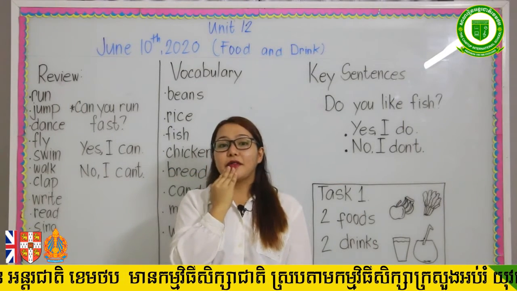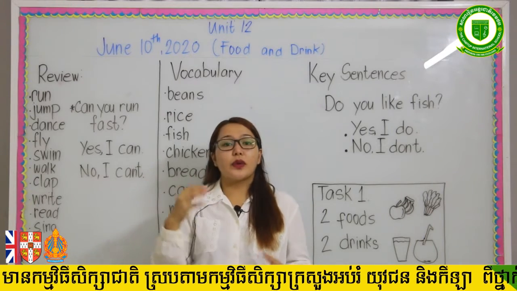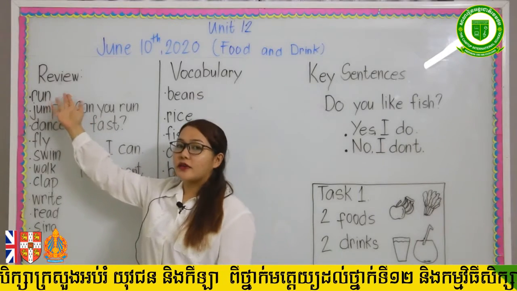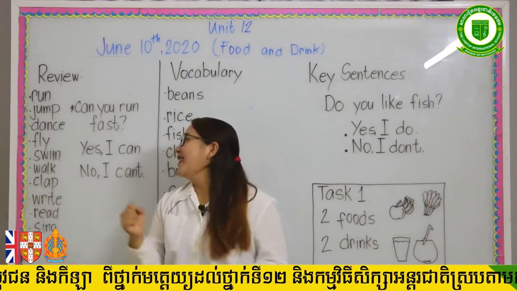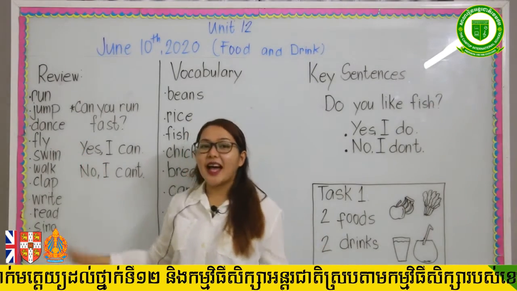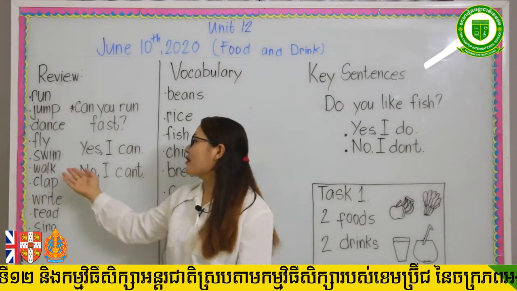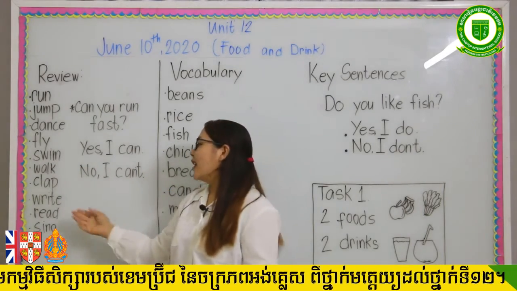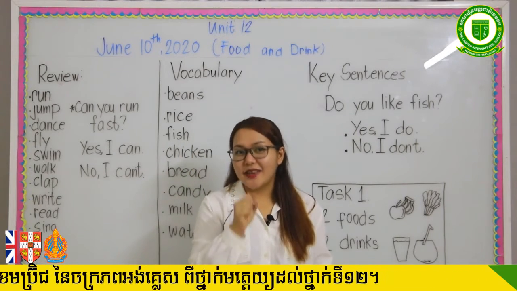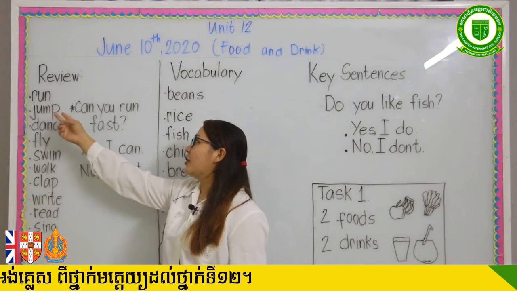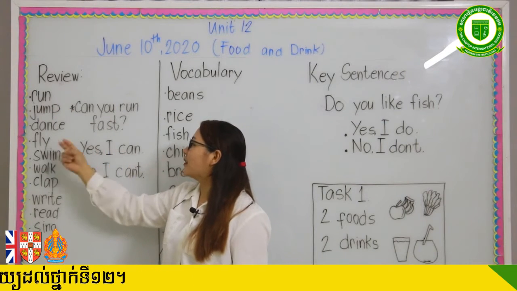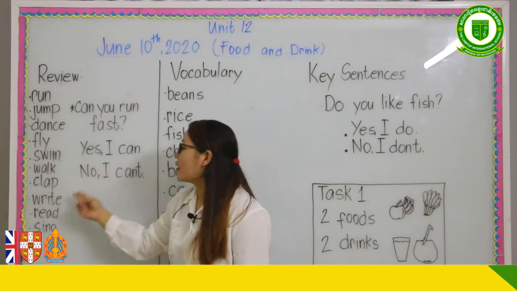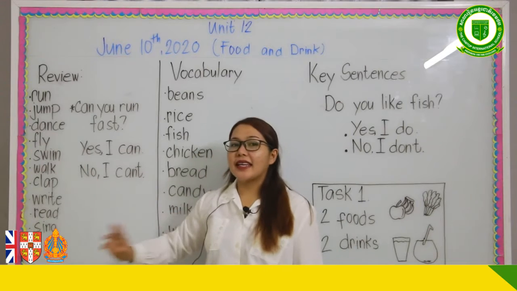Now I want you to repeat after me. Every time that we read words, I want you to repeat after me, okay? So again, run, jump, dance, fly, swim, walk, clap, write, read, and sing. One more time, run, jump, dance, fly, swim, walk, clap, write, read, and sing.